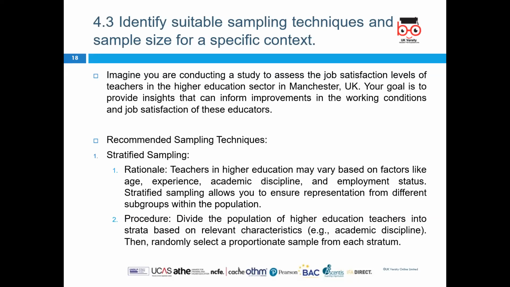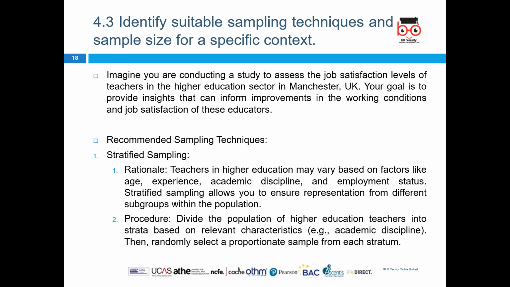So you can have different subgroups of age, subgroups of experience, subgroups of academic discipline, and subgroups of employment status or number of years of experience, that way. So that you have the flexibility to visualize the different factors and the different subgroups. Now the procedure is that you divide the population of higher education teachers into different strata of relevant characteristics. For example, academic discipline. For example, somebody is teaching human resources, somebody is teaching business strategy, somebody is teaching healthcare. So these could be the different subgroups within the population.